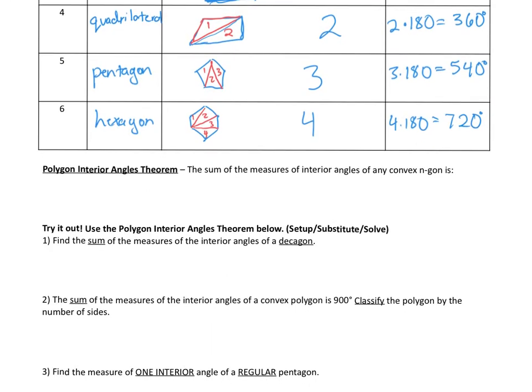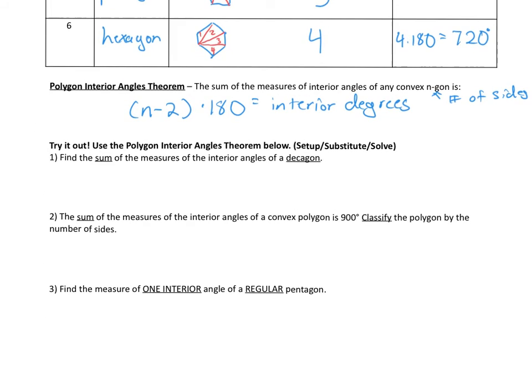This gives us our first theorem, the polygon interior angles theorem, which just says the sum of the measures of the interior angles of any convex n-gon, or just a polygon, is n minus 2 times 180 equals all the interior degrees of that polygon. N-gon just means the number of sides. It's just a generic term for polygons.